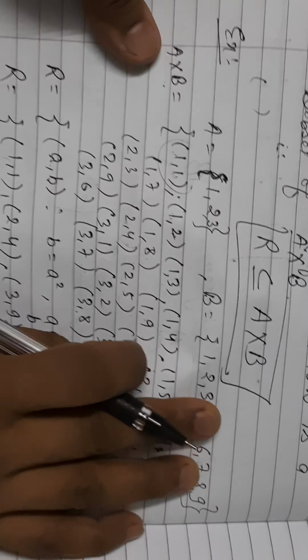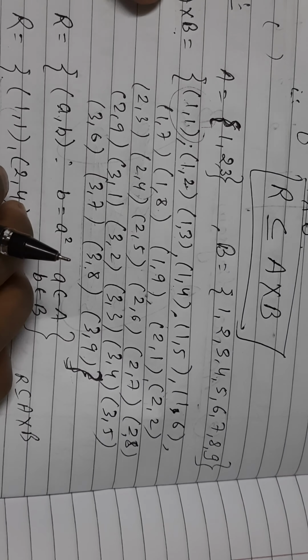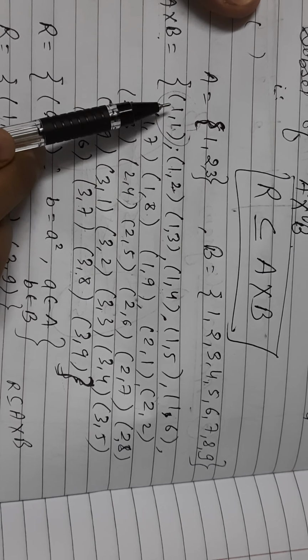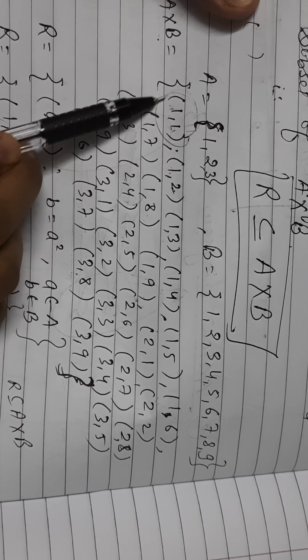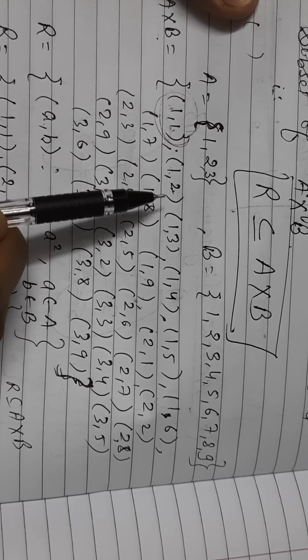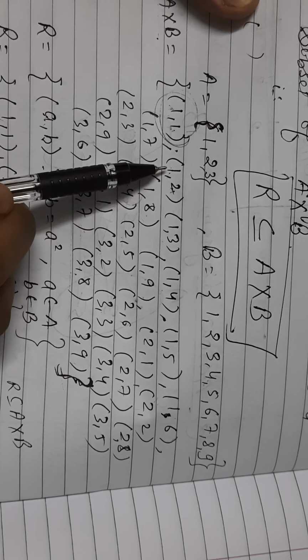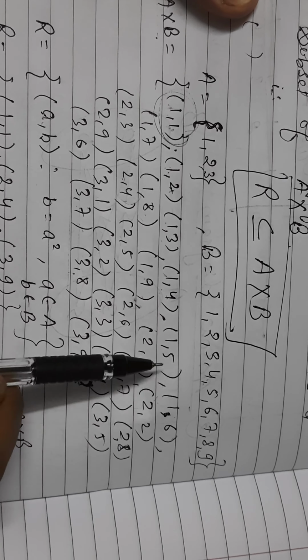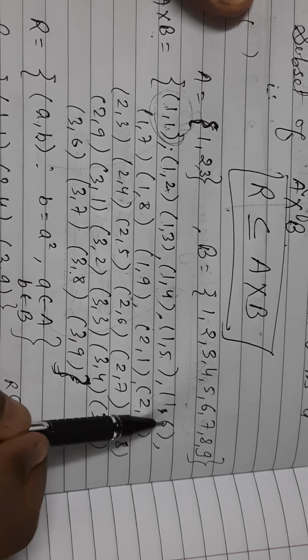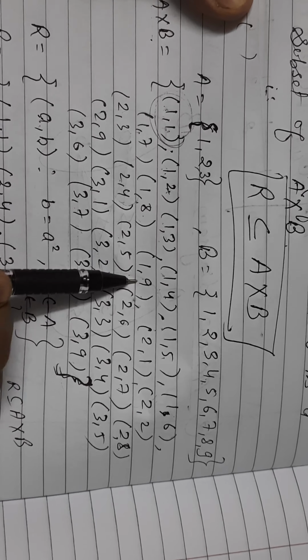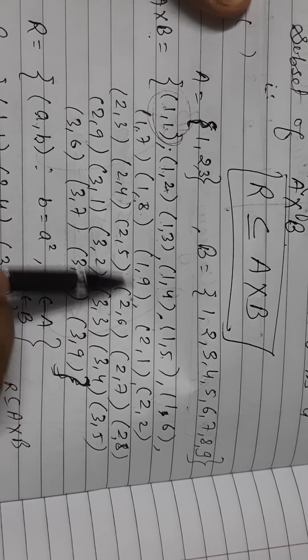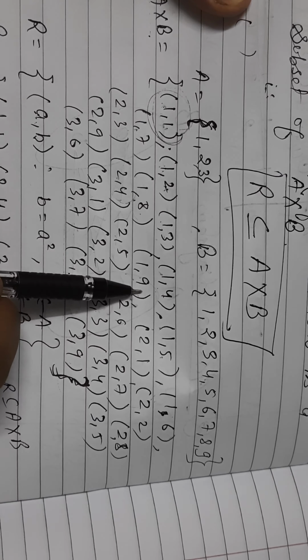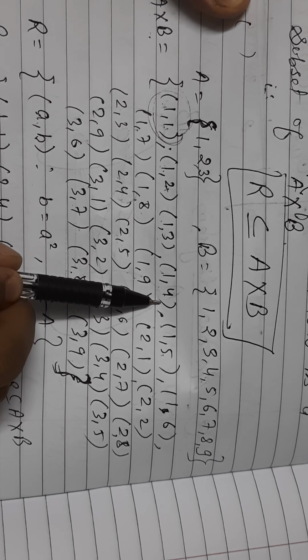Now the second element should be completely divisible by the first element. So 1 is completely divisible by 1. Yes, so we'll select (1, 1). 2 is completely divisible by 1, yes. 3 by 1, yes. 4 is divisible by 1, yes. 5 is divisible by 1, yes. Here, yes, yes, yes, yes. So we'll take the first 9 elements because each number is divisible by 1.